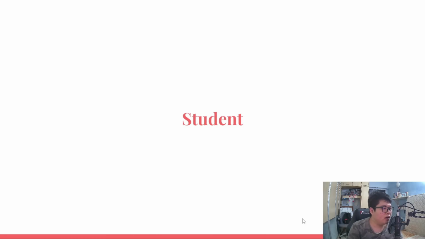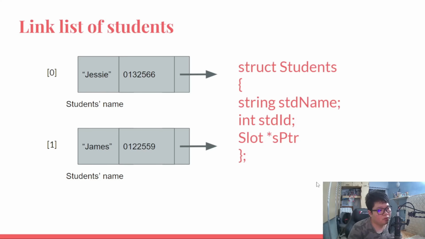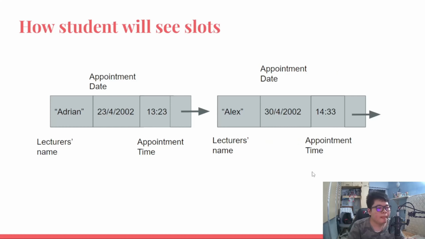Hello, I'm Weihan, and I'll be in charge of the student part of this presentation. We decided to use two linked lists in total for the student part. The first linked list stores student details such as student name and student ID. We use a linked list because we don't know how many students will decide to book slots in a week. The second linked list is because we also don't know how many time periods the students will book. That's why it's also a linked list.